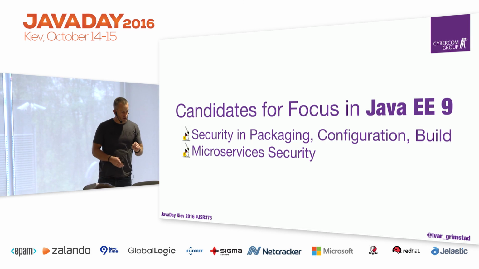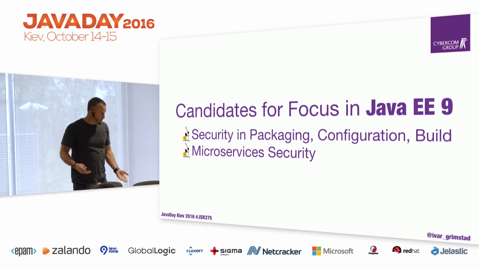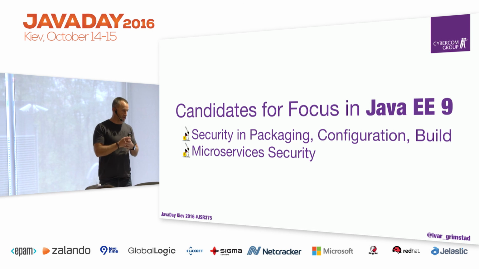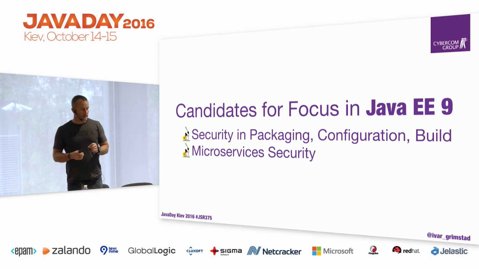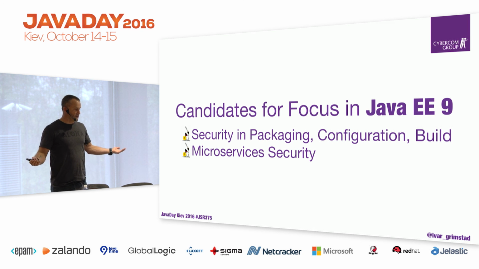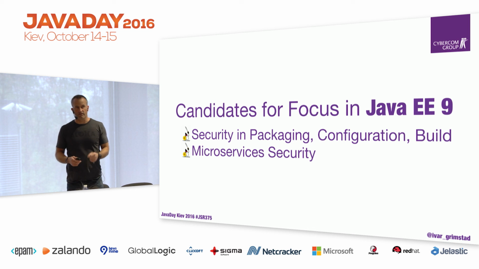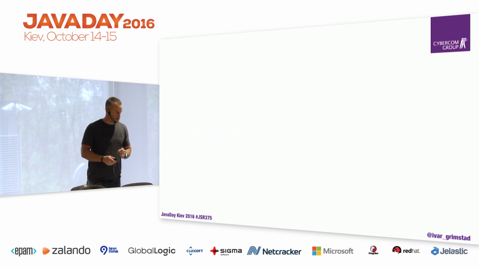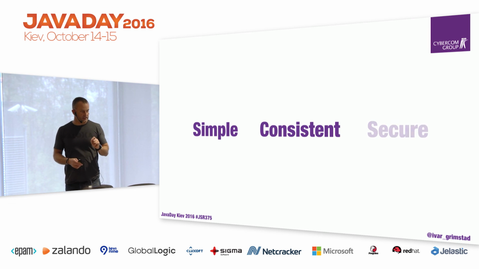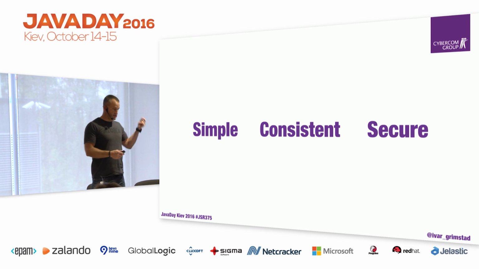The candidates for focus for Java EE 9 haven't been decided on yet, but it's probably going to be something involving security for packaging and configuration and the build, how to get it into your applications. And it's definitely going to be support for what you need in your microservices applications. And what we wanted to do is, for Java EE security, we want it to be simple, consistent, and secure.